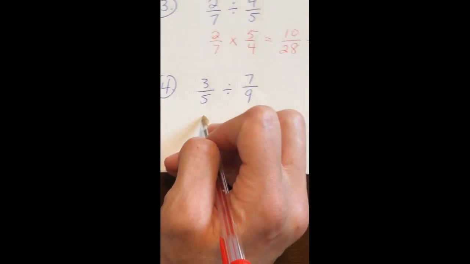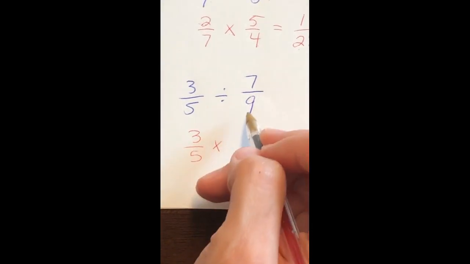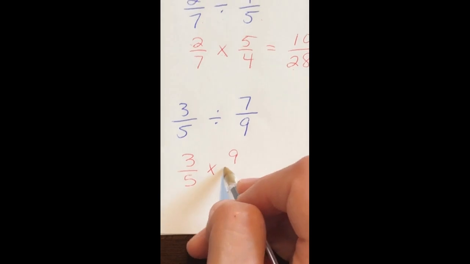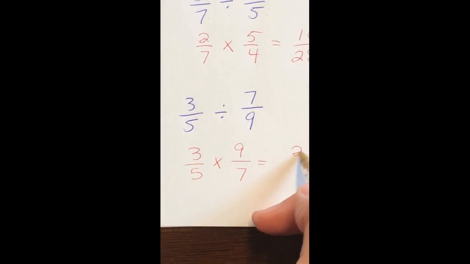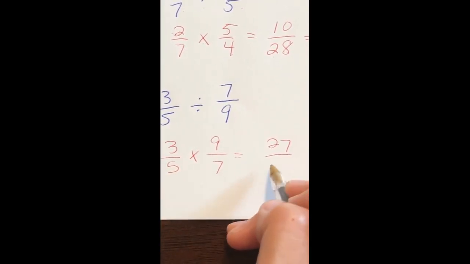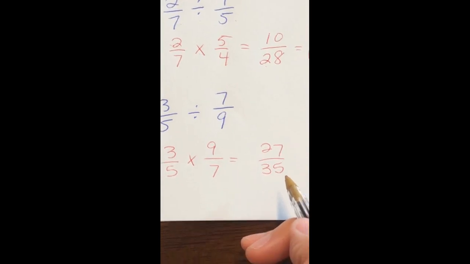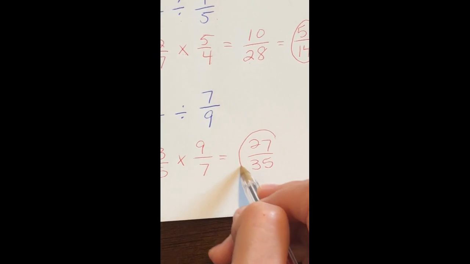Again, we have 3/5, so write it down below. Timesing it by our reciprocal, so instead of 7/9, it's going to be 9/7. Let's multiply across. 3 times 9 is 27. 5 times 7 is 35. Can I simplify that anymore? I don't think so. So we're going to leave our answer at 27/35.